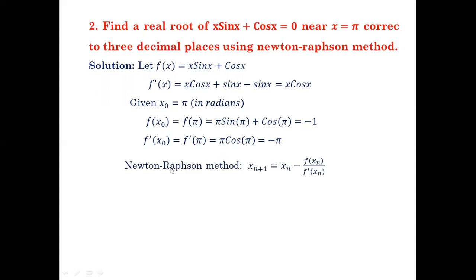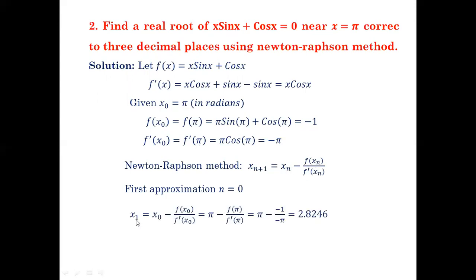The formula for Newton-Raphson method is xn plus 1 is equal to xn minus f of xn by f dash of xn. So for first approximation n equals 0, we get x1 is equal to x naught minus f of x naught by f dash of x naught, which is equal to pi minus f of pi by f dash of pi, which is equal to pi minus minus 1 divided by minus pi. After simplification, we get 2.8246.